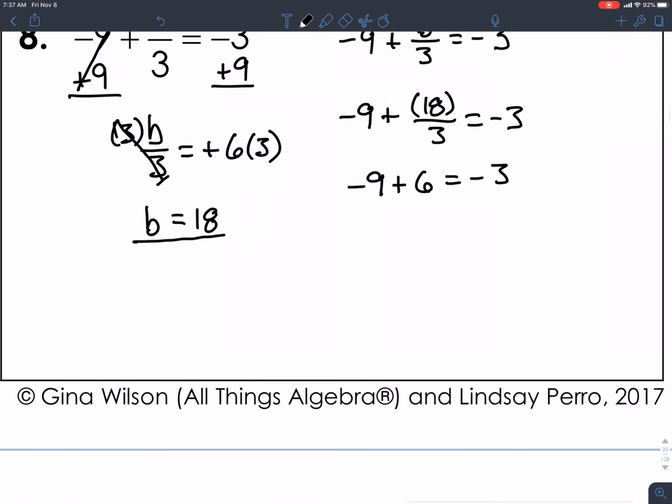Then -9 plus 6. Well, if I do that on a number line, I end up at -3. Is -3 equal to -3? Yes. Awesome. There's our answer.